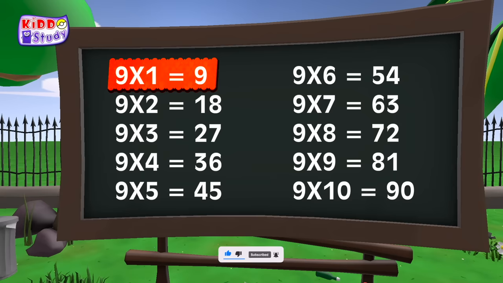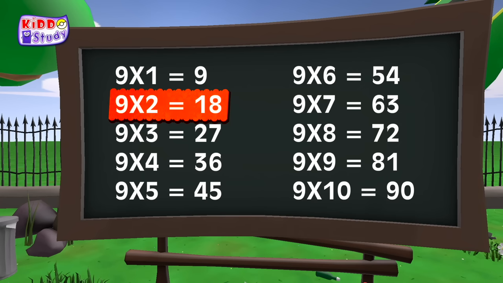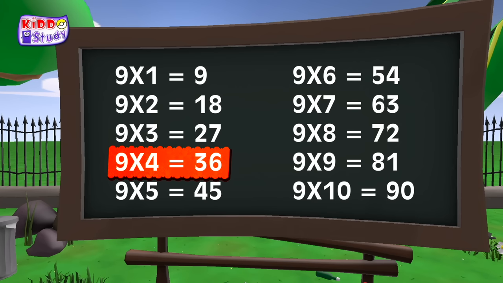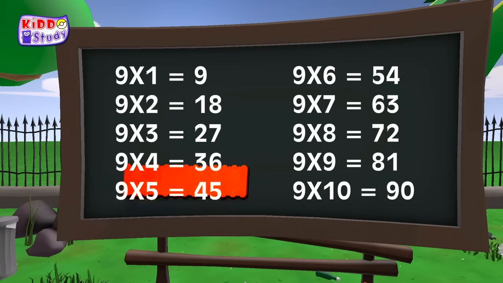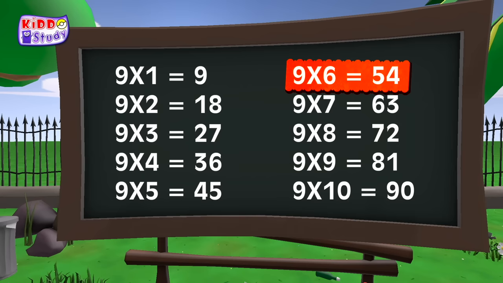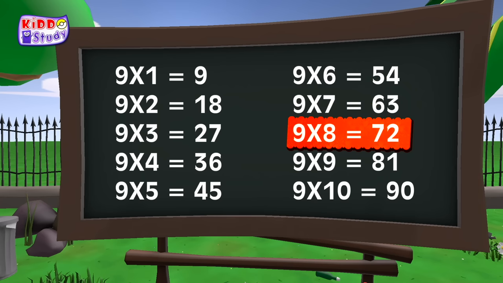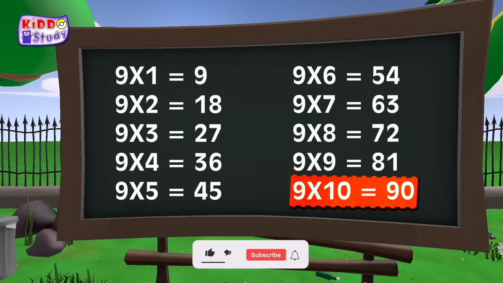Once again, children. 9 nines are 81. 9 twos are 18. 9 threes are 27. 9 fours are 36. 9 fives are 45. 9 sixes are 54. 9 sevens are 63. 9 eights are 72. 9 nines are 81. 9 tens are 90.